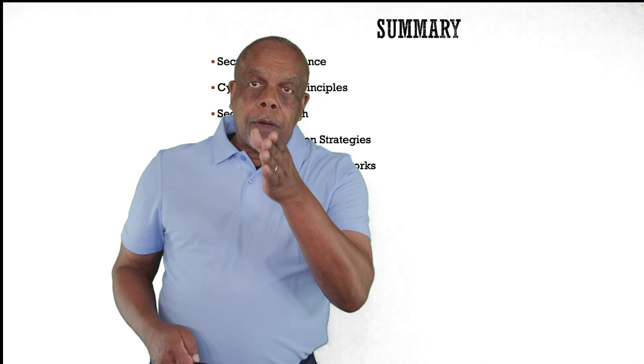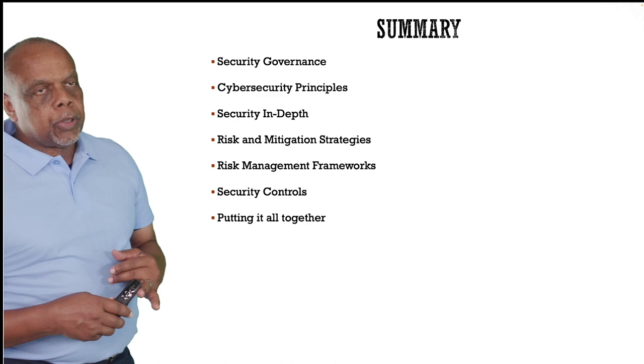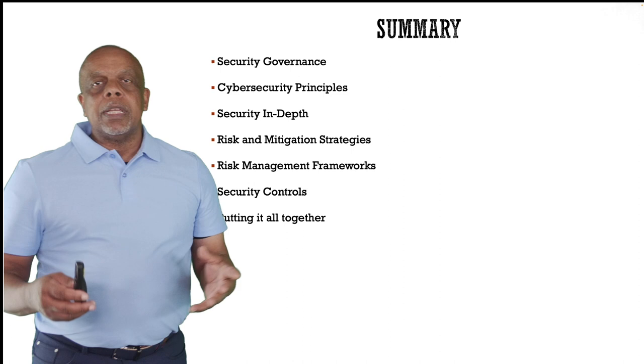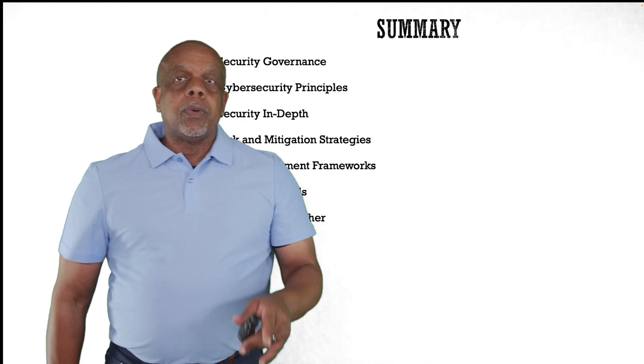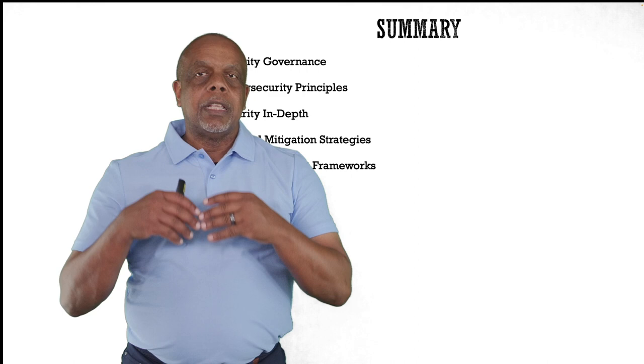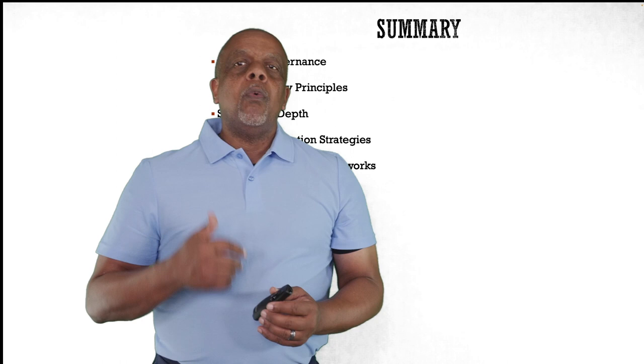I know we've covered a lot of things in this presentation, everything from security governance, some of our cybersecurity principles such as CIA and access control. We talked about security in depth. We looked at risk mitigation strategies. We talked about the different frameworks, how security controls are used, and we wrapped it up, put it all together, and looked at the system development lifecycle. Hey, have a great week one, and I will guarantee you open your book, and you will not see any of this in there, because this is all stuff that, in addition, hopefully helps make you a better cybersecurity professional when you hit the streets, okay?